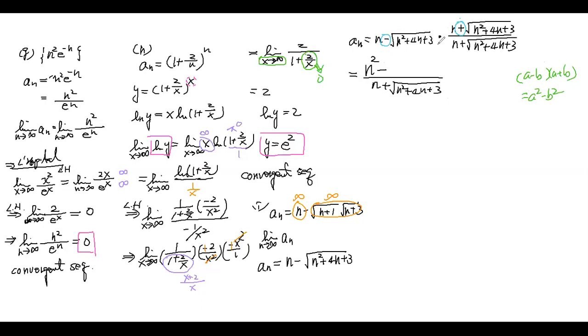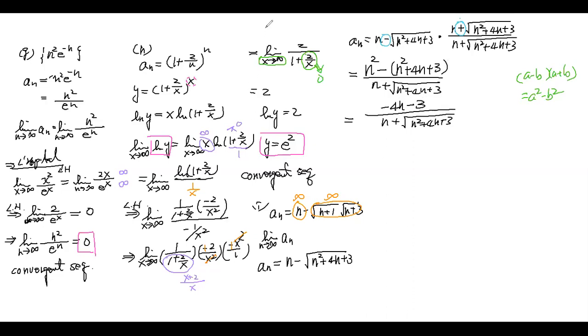b squared is the n squared plus 4n plus 3 under the square root, squared. So what happens here is n squared plus 4n plus 3 here, correct? Okay, so now if you simplify it a little bit, this is n squared minus n squared plus 4n plus 3. So it will give you negative 4n minus 3 here, all right?